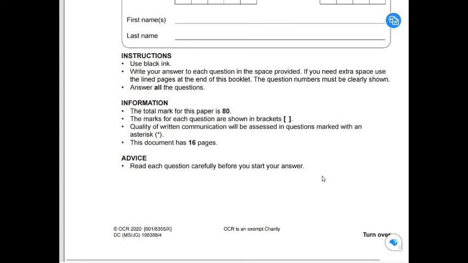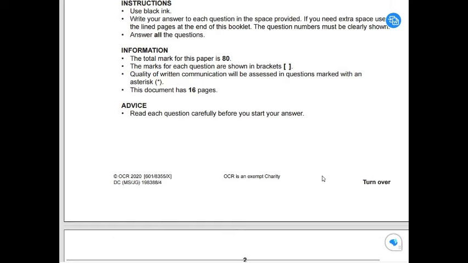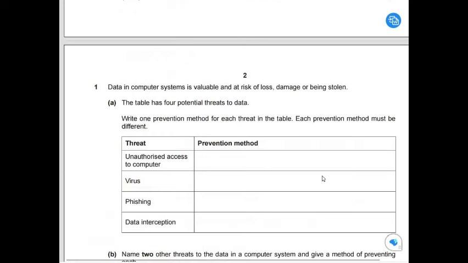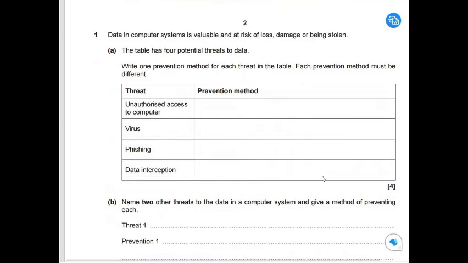Read each question carefully before you start your answer. So don't just go in all guns blazing. Read the question first before you put pen to paper. And yes, the mark is out of 80. Let's go on to the first question, shall we?